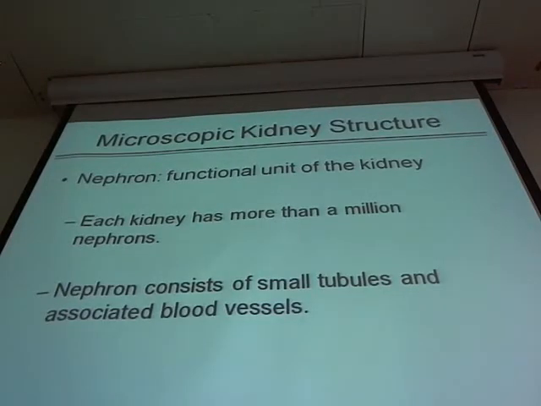A microscopic nephron, the functional unit. More than 1 million of them. Small tubules and associated blood vessels. What are the tubules? Loop of Henle, ascending, descending. Collecting duct. That's in every nephron. You got 1 million of them.